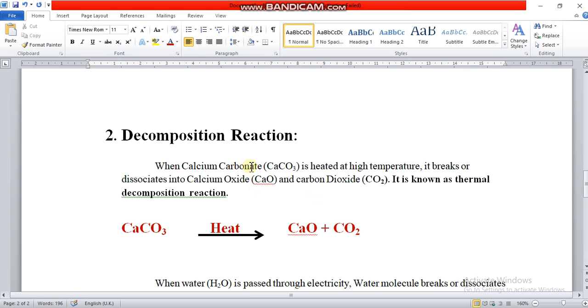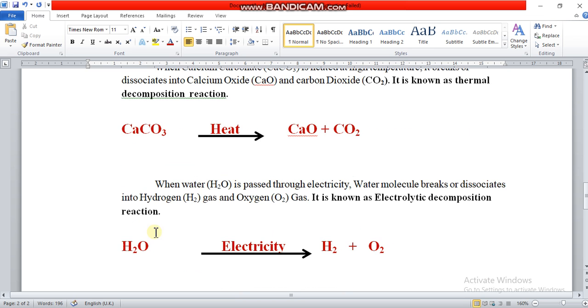When calcium carbonate is heated, it dissociates or breaks into calcium oxide and carbon dioxide. It is known as a thermal decomposition reaction because here heat is used to break the calcium carbonate. So when heat is used in any chemical reaction to break substances, it is known as thermal decomposition. Similarly, another type of decomposition is known as electrolytic.